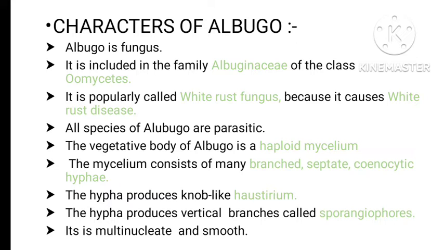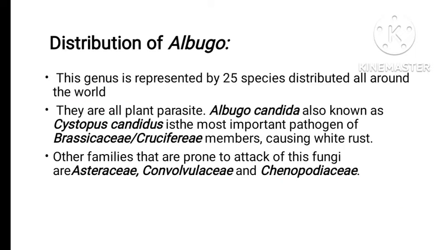The vegetative body is a haploid mycelium. The hypha produces knob-like haustoria. The hypha produces vertical branches called palisades.